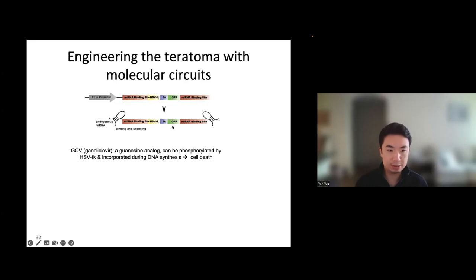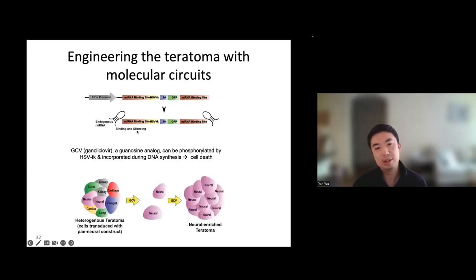by injecting the teratomas in the mice with ganciclovir, without the binding of this mRNA, this HSV TK would phosphorylate the ganciclovir and result in DNA toxicity and cell death. So only cells that are expressing this endogenous mRNA should be able to survive. Although as we'll see, it's not quite as clean, but we do get the overall idea. So the idea is that a heterogeneous teratoma could be engineered to contain more of a specific lineage.